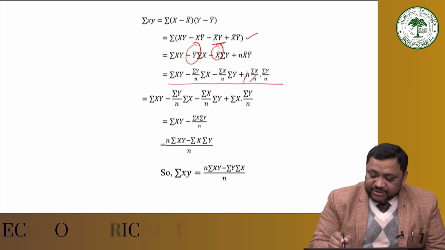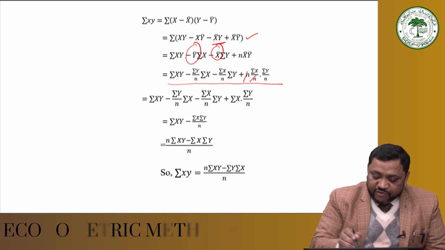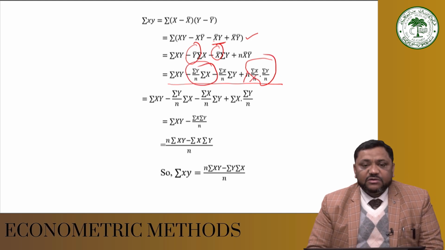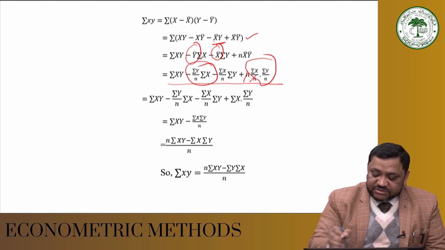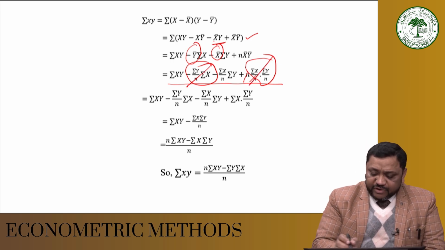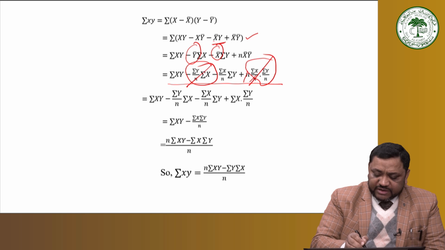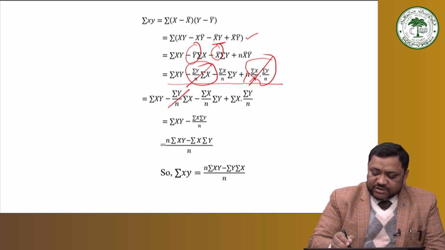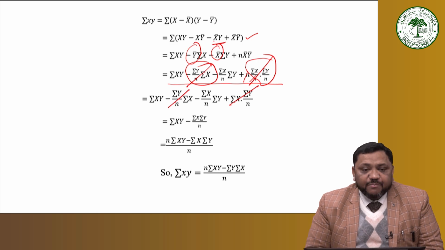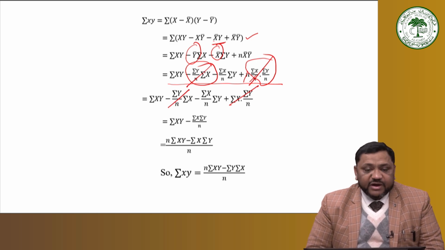This term and this term are the same, but here it is in minus form and there it is plus form, so this and this cancel out. When we cancel out, in the next also we can see we cancel this and this. So what is left is summation xy minus summation x summation y divided by n.